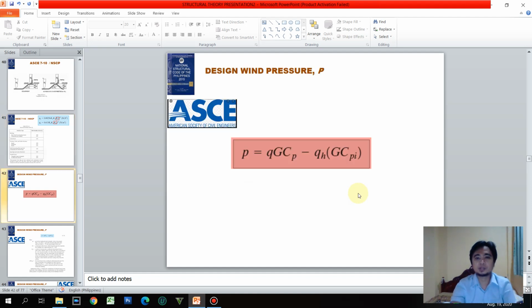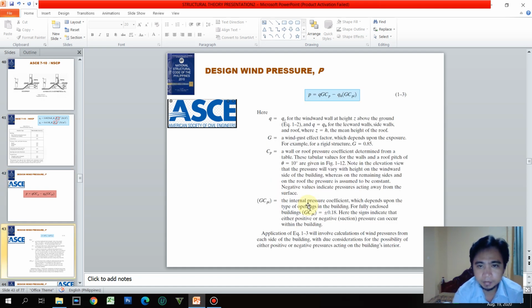Okay, so the design wind pressure is equal to this one, q, wherein the q that will be derived, and then qh is derived from qz a while ago, multiplied by GCpi, and then q here is multiplied by GCp. Okay, so we take note of the variables here. P is q GCp minus qh times GCpi. Q, what is q? The derived qz a while ago.